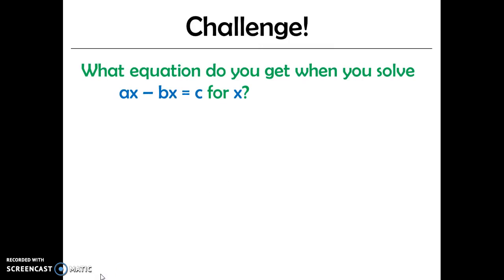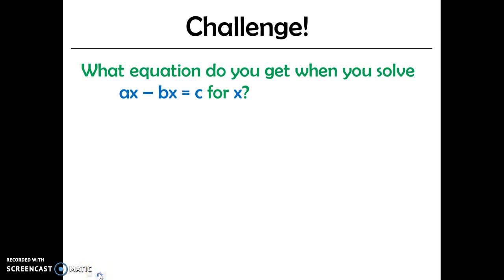Alright, so if you want a challenge, try to figure out what the equation would be when you solve ax minus bx equals c for x. So pause the video, work on that. Once you are done, play the video again and I'll show you the answer.